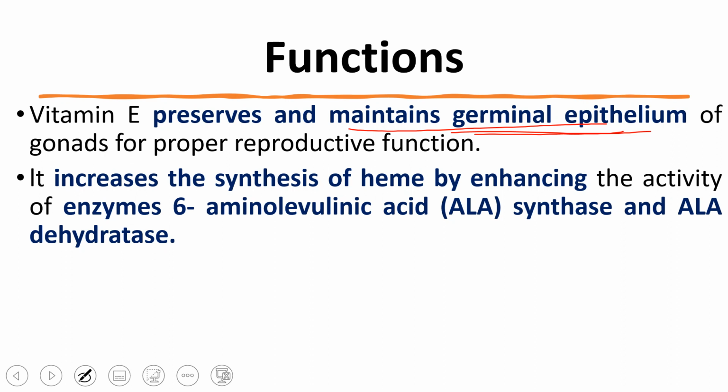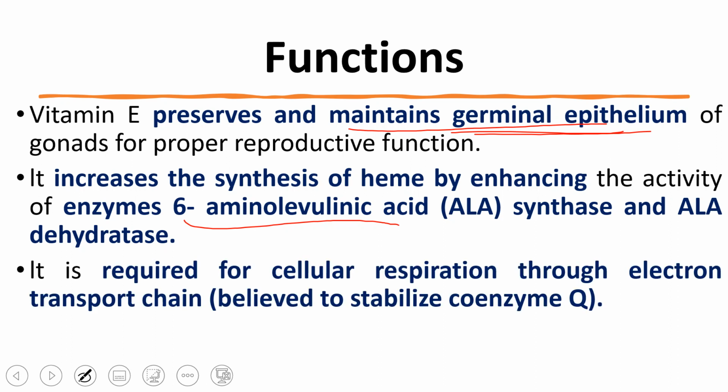It also increases the synthesis of hemoglobin via heme synthesis enhancement, by increasing the activity of two specific enzymes, that is, delta-aminolevulinic acid synthase and ALA dehydratase. These two are the enzymes involved in heme synthesis. Because heme synthesis is increased, ultimately hemoglobin synthesis is also increased, and for that vitamin E is one of the essential components.